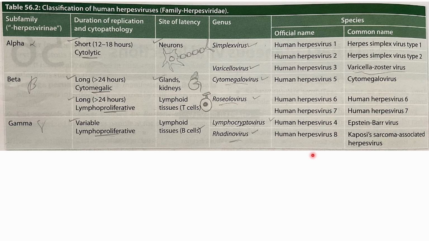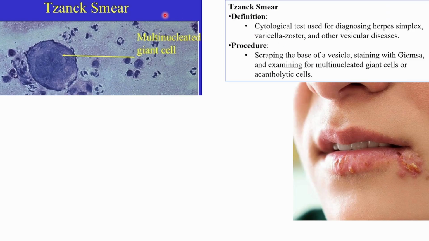Right. Then let's move on to the marker that was asked, the Tzanck smear. What is the Tzanck smear? Definition: it is a cytological test, that means cells are used for the diagnosis of herpes simplex, varicella zoster, and other vesicular diseases. What is the procedure? Scraping from the base of the vesicle. So these are the vesicles. From the base of the vesicles, we take the scrapings and then we stain with Giemsa.